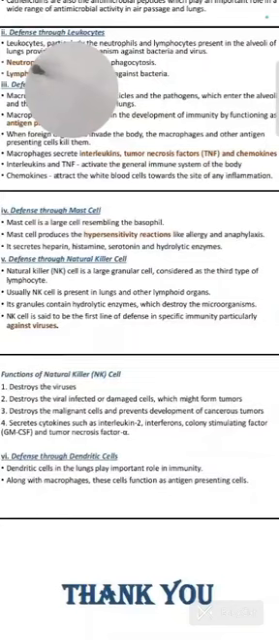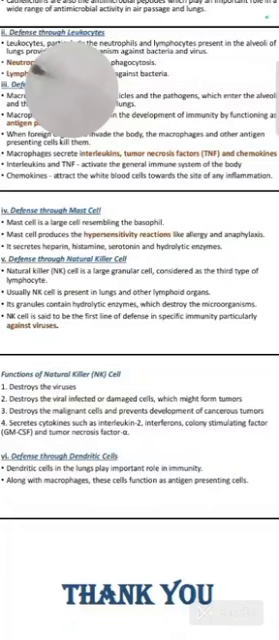The functions of natural killer cell. The natural killer cell's main function is to destroy the viruses, destroy the virus-affected or damaged cells which might form tumors, destroy the malignant cells and prevent development of cancerous tumors. It secretes cytokines such as interleukin 2, interferons, colony stimulating factor, and tumor necrosis factor alpha.